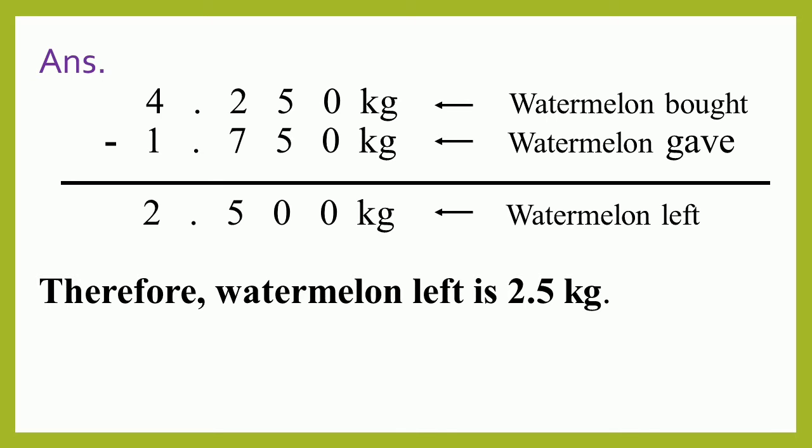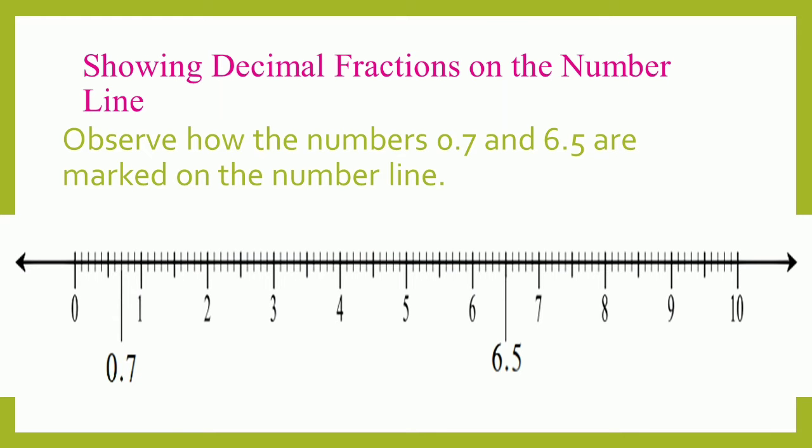So that is the watermelon left. Therefore the watermelon left to Sujata is 2.500 kg. That means 2.5 kg. Let's move further to another topic, showing decimal fractions on the number line.